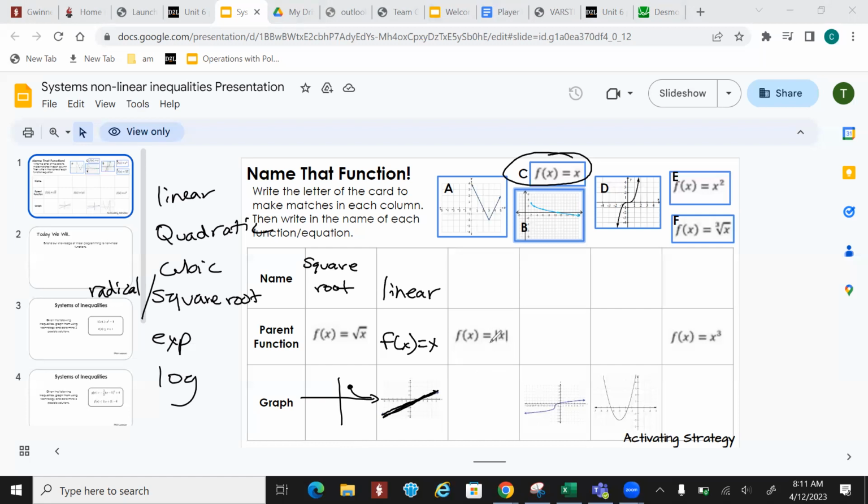The next one, they give us the parent function. What are these little bars around an x? What are these bars? Absolute value. Okay, so we got absolute value, and that's always going to look like a V. So when we sketch the graph, it's going to look like this.